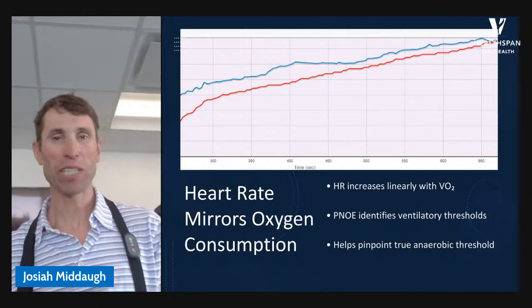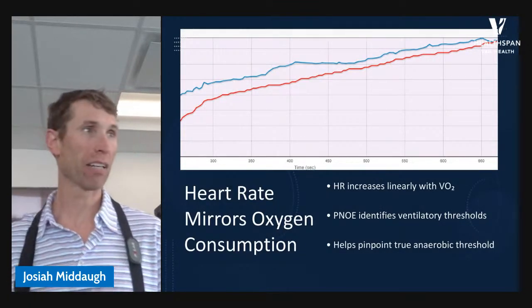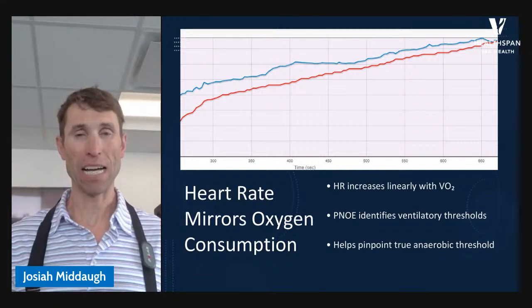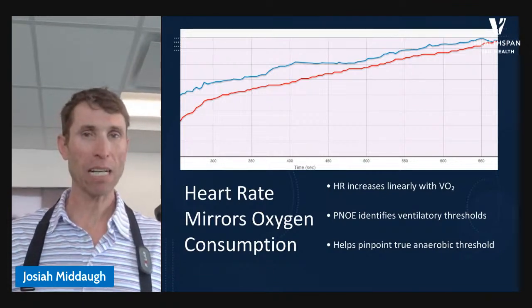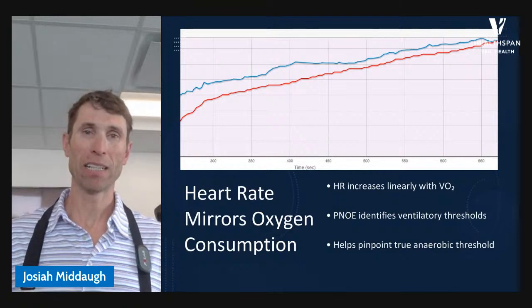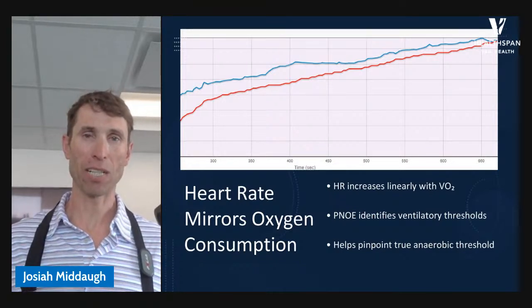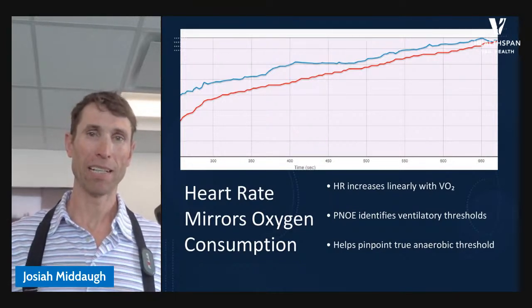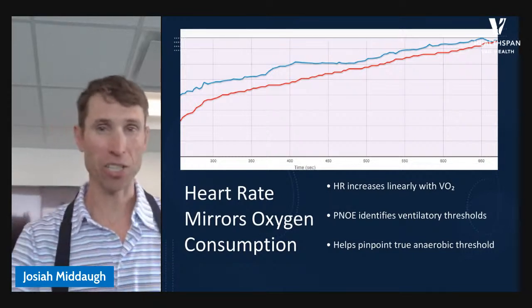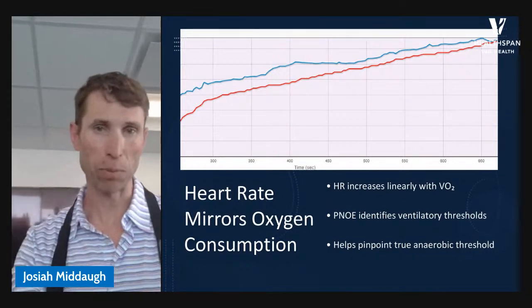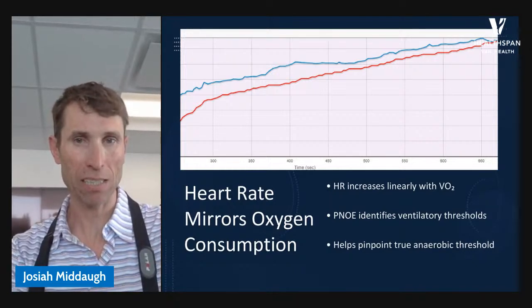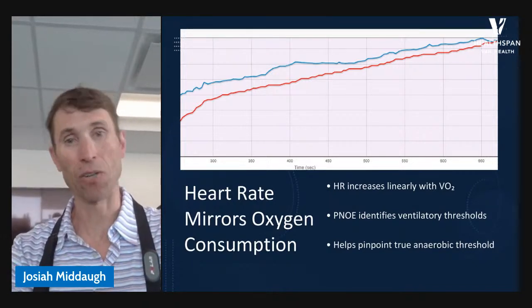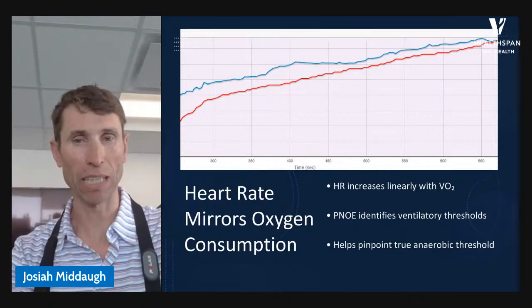Okay, so why do we use heart rate? A lot of you have gone through the testing already, and some have yet to go through it. The reason that we use heart rate is it's a really good objective measure, and it follows the workload and it follows the oxygen consumption. You see on this graph, the blue line is oxygen consumed from one of our PNOE tests, and the red line is heart rate. And you can see that linear relationship.